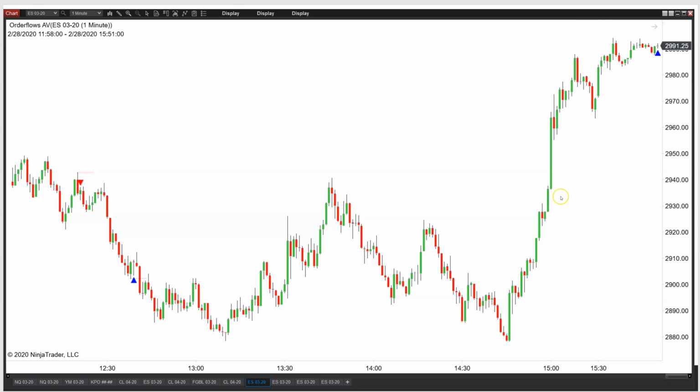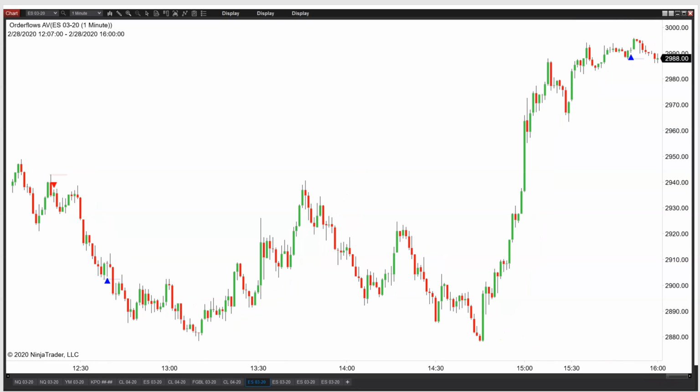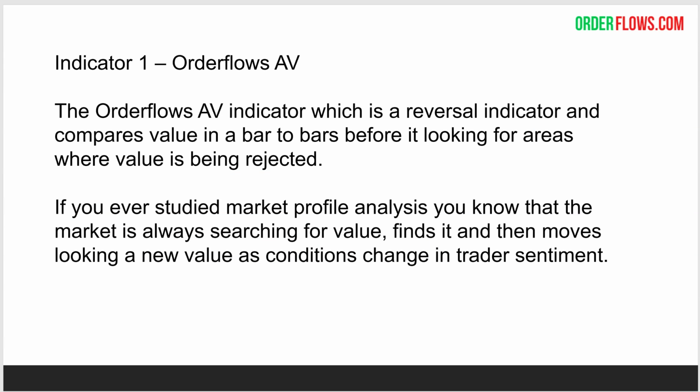Now there was no signal here, right? The reason being is because the order flow didn't give one, right? You can only trade what the market is giving you in terms of the order flow. All right, so that's the Orderflows AV indicator.